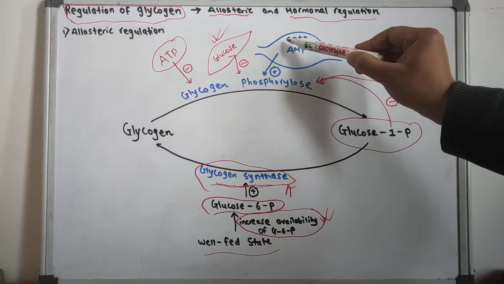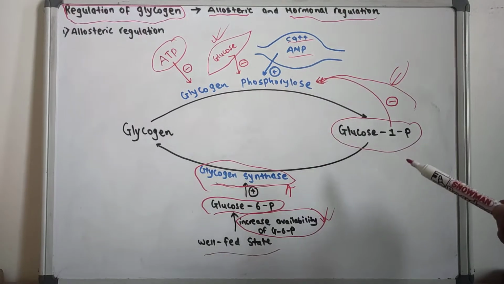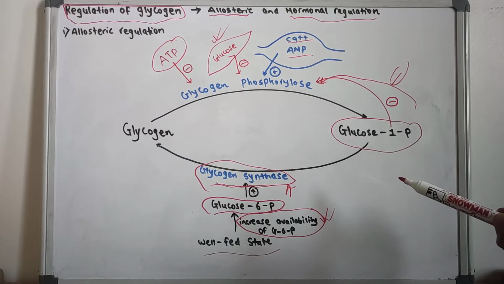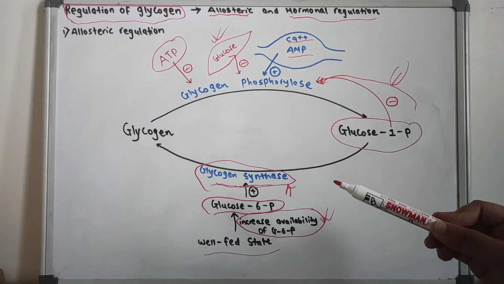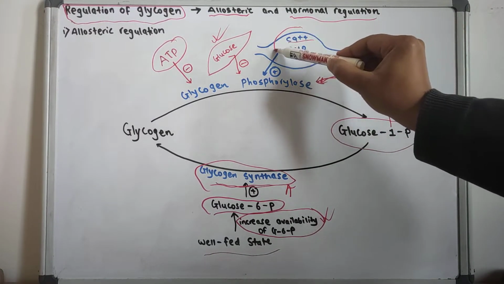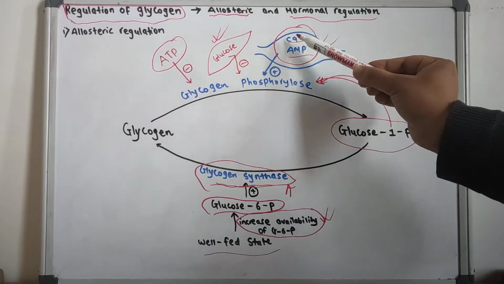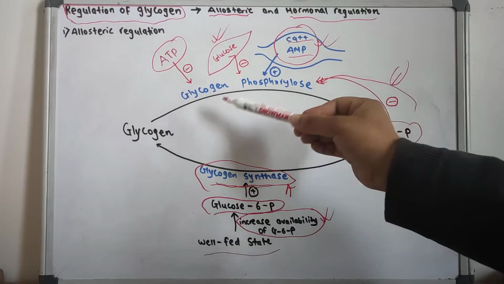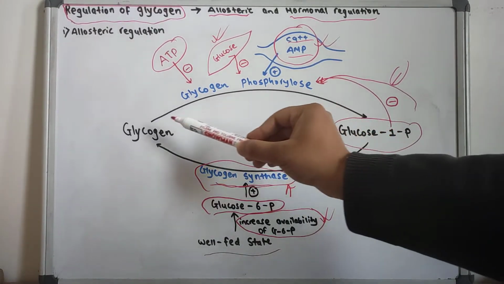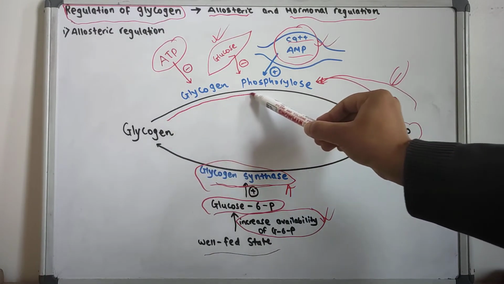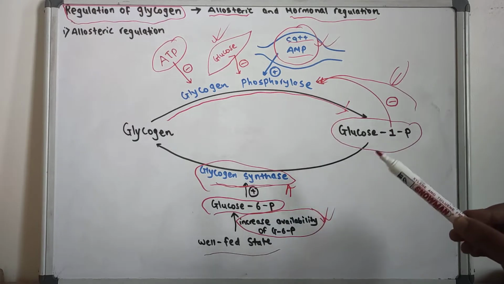Also, calcium and adenosine monophosphate, AMP, increase glycogen phosphorylase. That means if there is increased availability of calcium and adenosine monophosphate, then it will increase the action of glycogen phosphorylase. That means there will be more conversion of glycogen to glucose 1 phosphate.